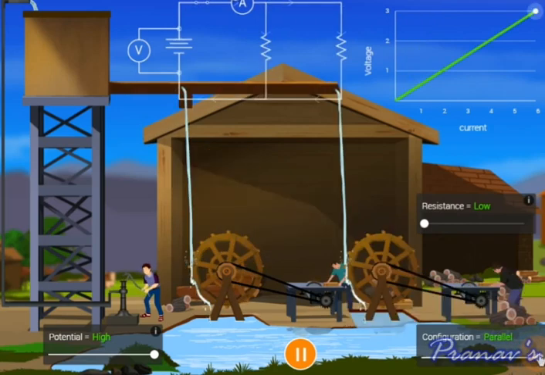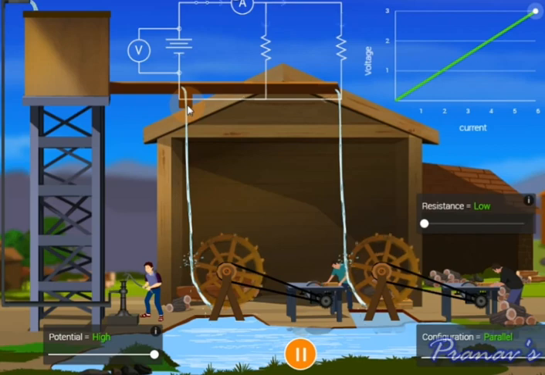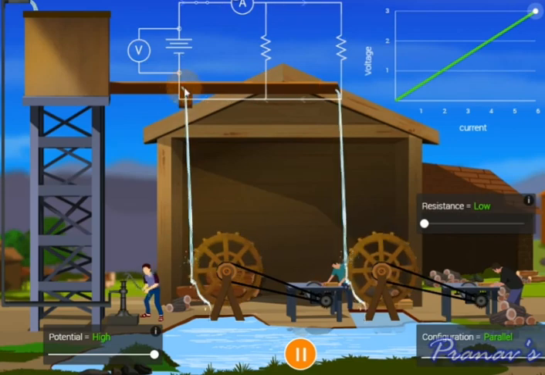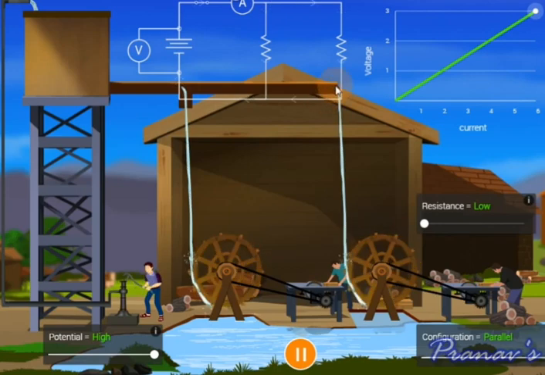Let's change the circuit to parallel. In parallel, we can see the current is up to the mark, the voltage current graph shows it, and we have two water wheels. In parallel circuit, if one resistor is damaged, then the other will work, they will have no problem. In parallel circuit, the voltage is distributed to the resistors. You can see the flow of water is reduced.